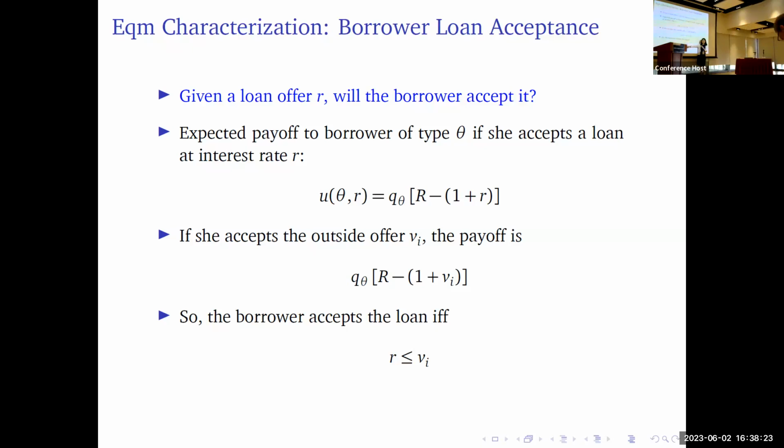And this inequality is important because it tells us what the demand function for the lender will be. Remember, B is a random variable. So from this inequality, we can calculate how likely the borrower is to accept this loan offer. And this is important for the lender because then we know the demand function.